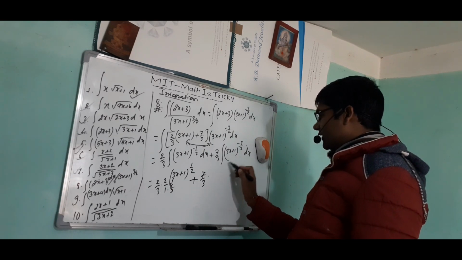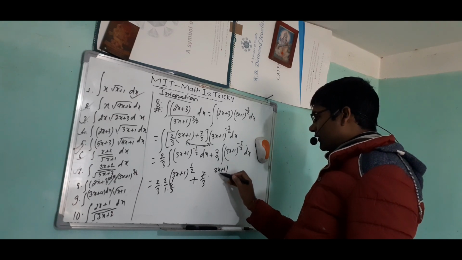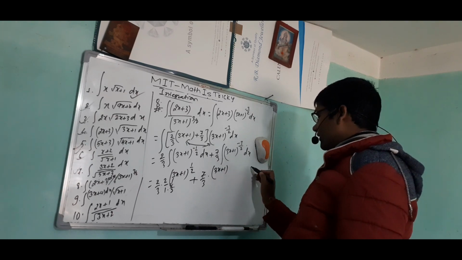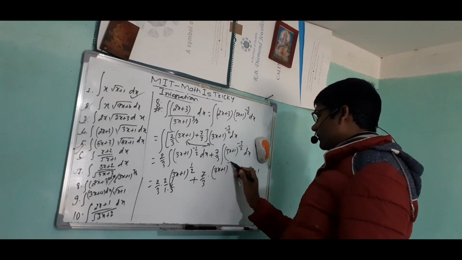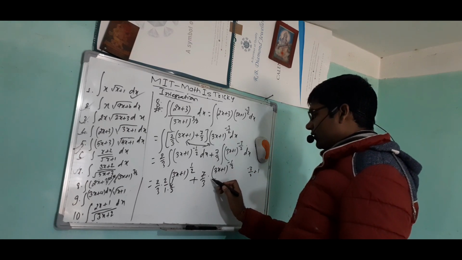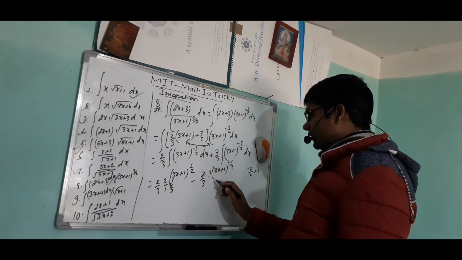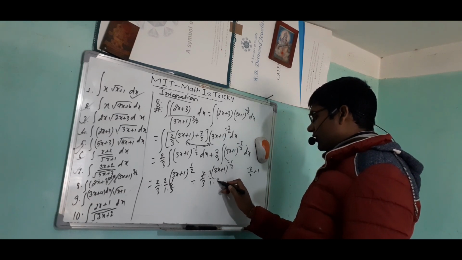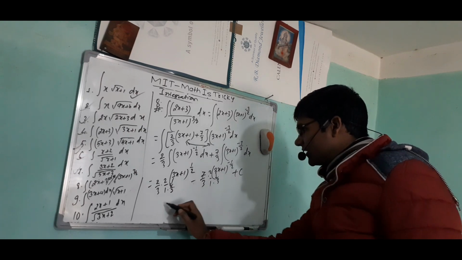So into again here (3x plus 1) to the power minus 3 by 2 plus 1. So it will be minus 1 by 2, and here just change the sign, so that it is minus 2 by 1 into 3. This 3 will come in, plus c. That's our answer. So just simplify this and write it.